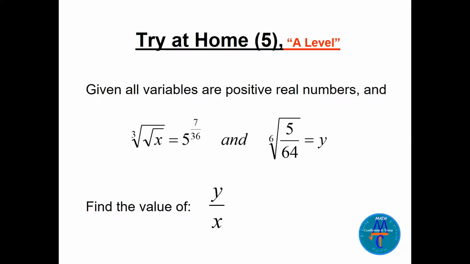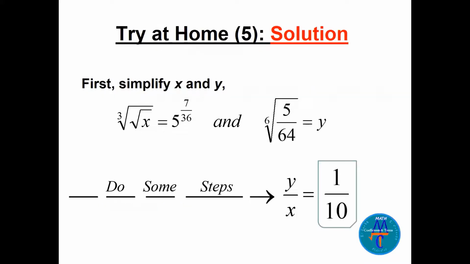Now, you don't have to pause the video because only the answer is there. Y over x, the final answer, 1 over 10. So please find x from the first one here, find y from this, and then divide. If you need the complete solution, please go to additional solved questions in algebra about rational exponents and radicals.